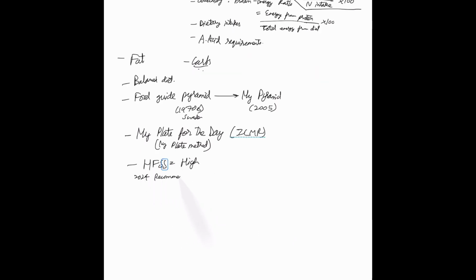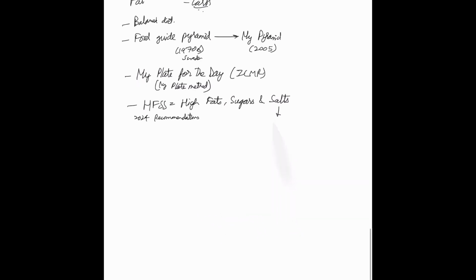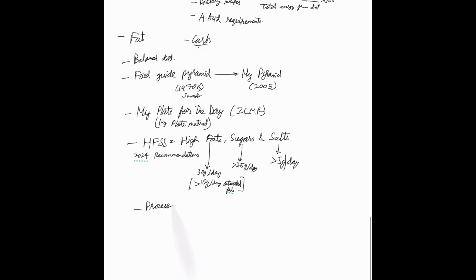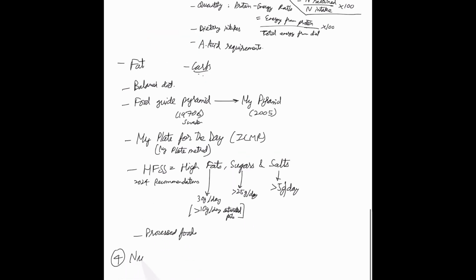And then there's also another method called My Plate for the Day method or My Plate method by ICMR. And then we have HFSS 2024 recommendations, that is high fats, sugars, and salts. So WHO has stated that more than 30 grams of fats per day, or more than 10 grams of saturated fats per day, more than 25 grams of sugar per day, and more than 5 grams of salt per day would fall into the high fat, sugar, and salt diet category.